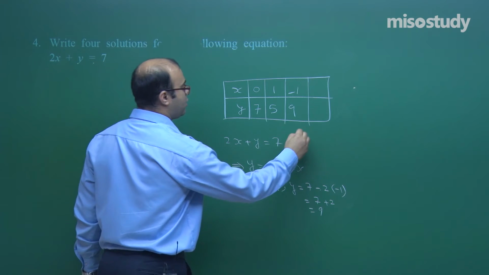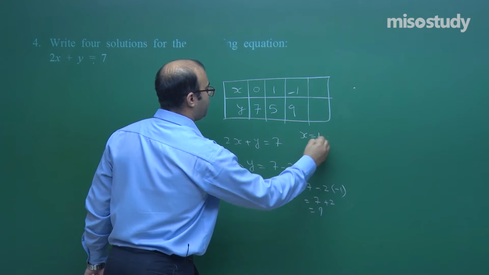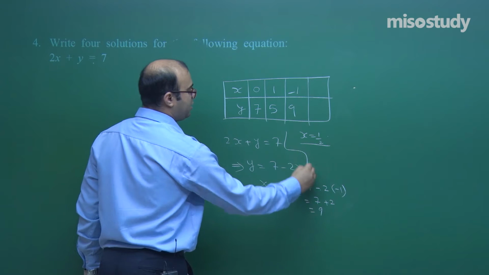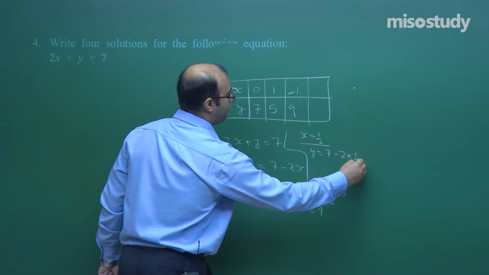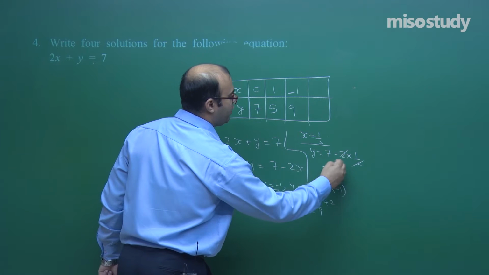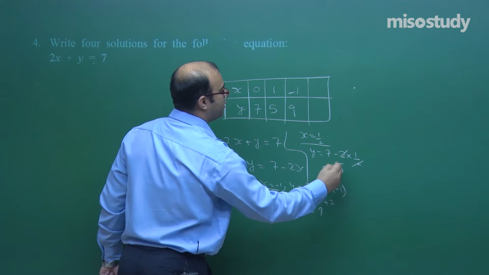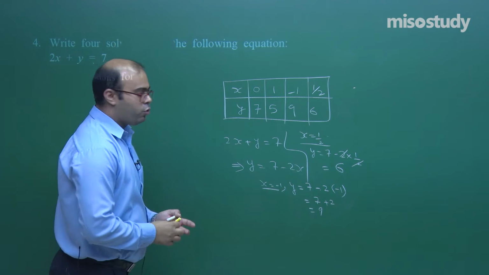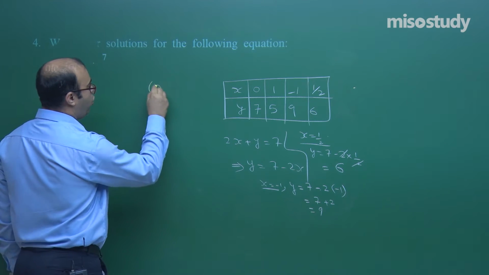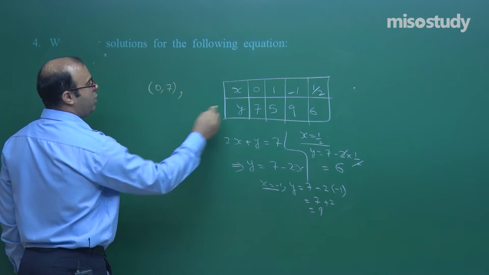Let us take x is equal to half. We can take any value. So if x is equal to half, y is equal to 7 minus 2 into half. This will cancel. 7 minus 1 is 6, students. So this is 6 when we take x is equal to half. So we have got the 4 solutions. We can write it like this. 0, 7 is one solution.